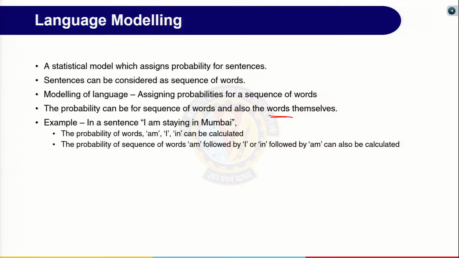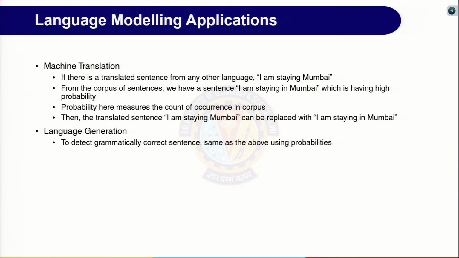For example, in the sentence, I am staying in Mumbai, we would calculate what is the probability of the word I, am, in, and thereafter we could also calculate what is the probability of am followed by I, in followed by am, and so on. We'll get to see how exactly these probabilities are calculated and why do we need to calculate them in a minute. So before we look at how we build language modeling algorithms, let us understand why do we need language modeling, where do we apply language modeling.